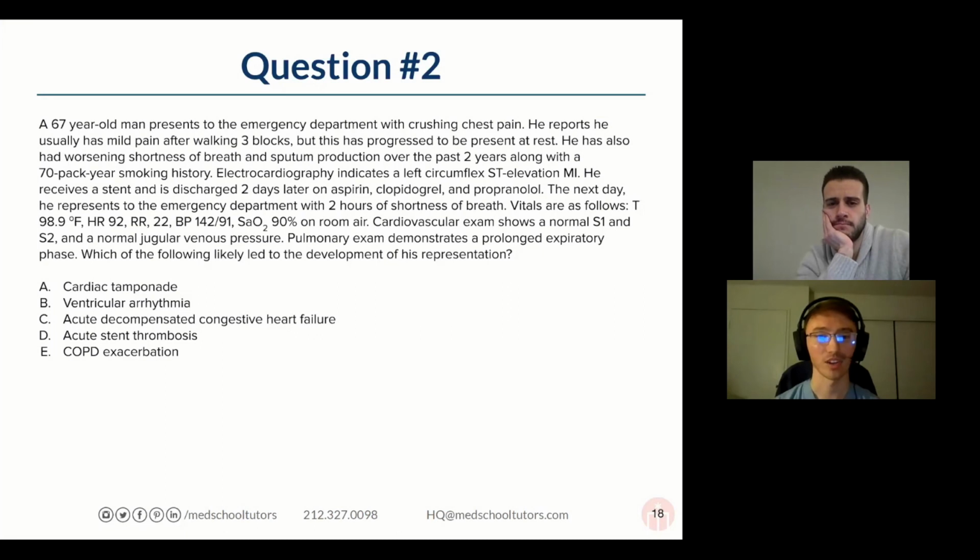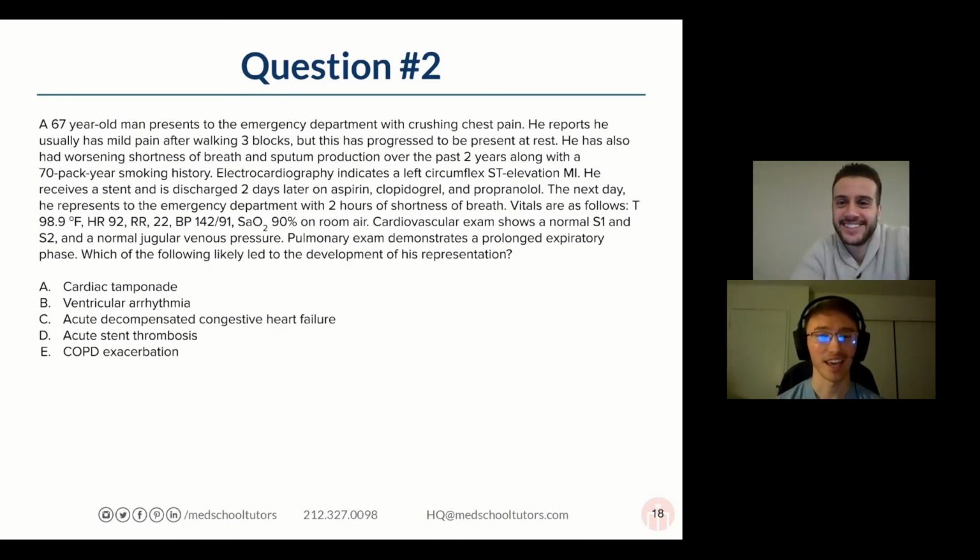Okay. So one thing that I always like to do is check myself, and when I see drugs, make sure that I know what class they're in at least, because that may be something that's important. Maybe we're going to get a drug-related question here. So aspirin, an antiplatelet, clopidogrel, also an antiplatelet, and propranolol, which I'll leave up to you guys.